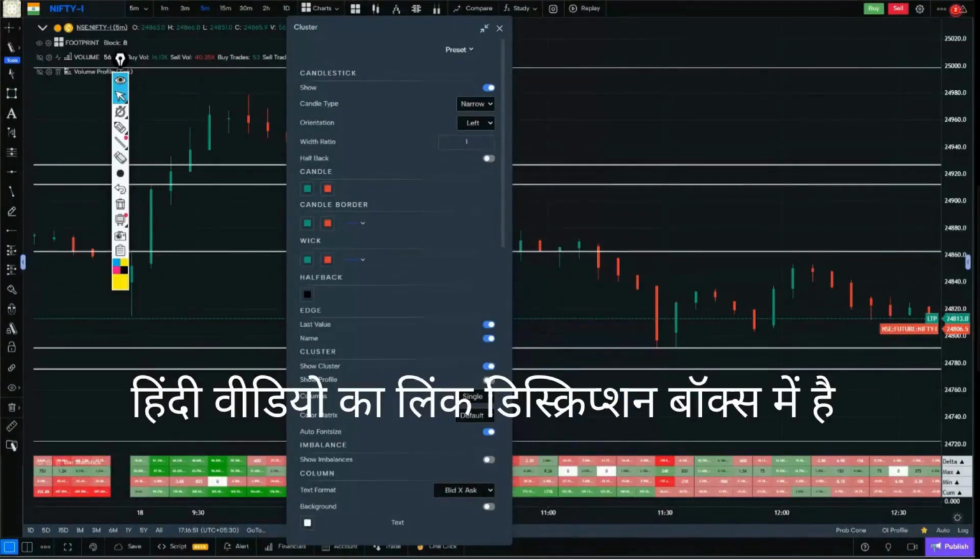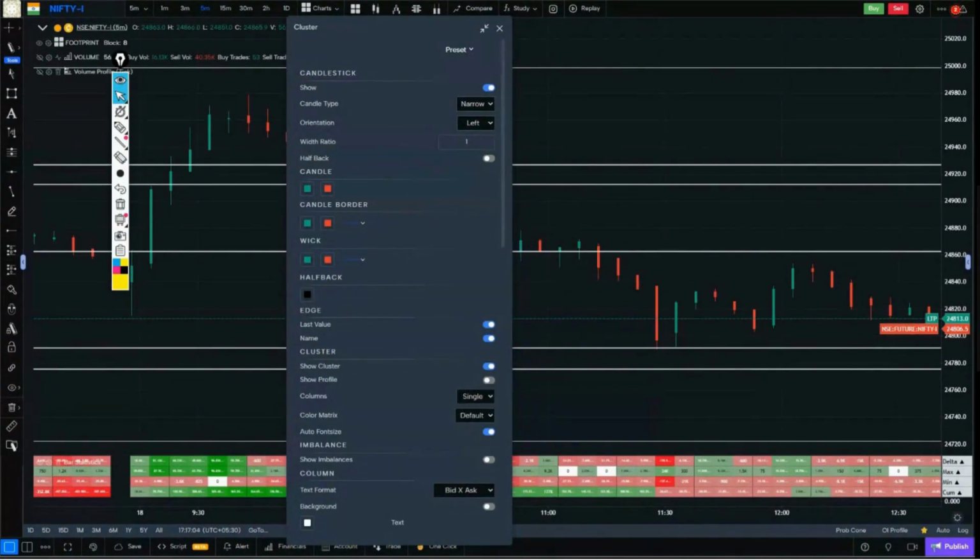Hello and welcome, everyone. As always, I welcome you all to the aftermarket analysis session of the Indian markets Nifty and Bank Nifty. This is a session that takes place after the market closes for Nifty and Bank Nifty, where we look at what happened in the order flow today and basically try to read the footprint properly.